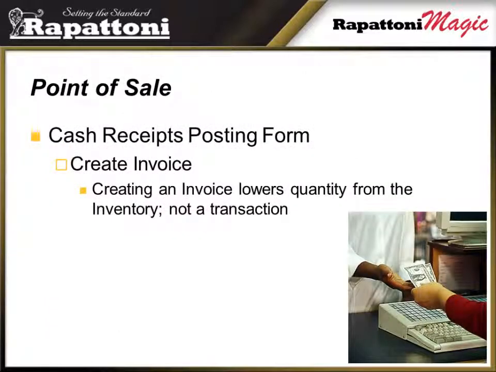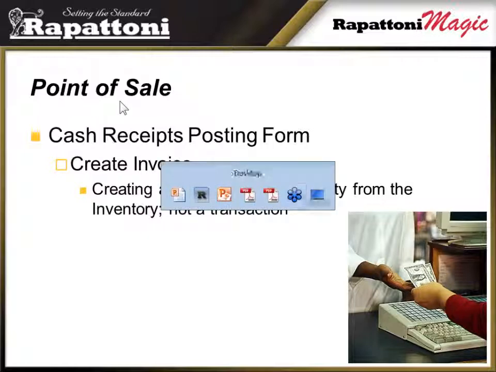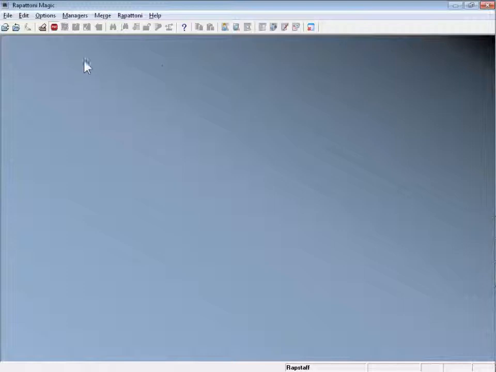Now let's talk about having our product leave our inventory. We've been talking about bringing in products for our inventory. Now let's talk about how we have product leave our inventory. So let's take a look at that. And that's going to be through point of sale. How you're going to do that is click on the little cash register up at the top here in our ribbon, and that's the cash receipts posting form.